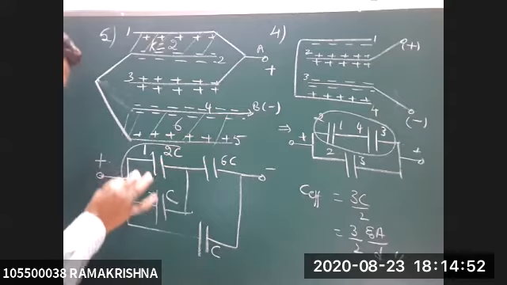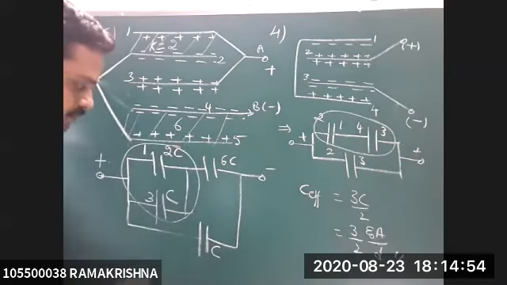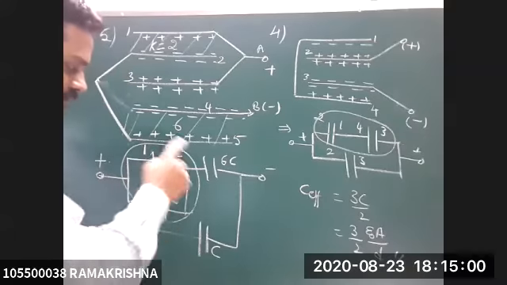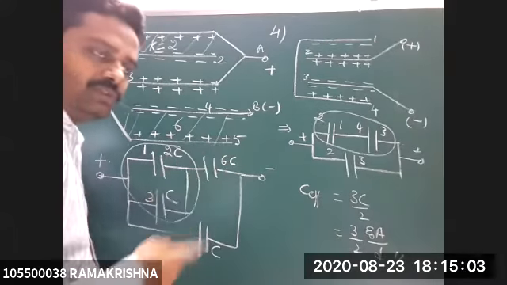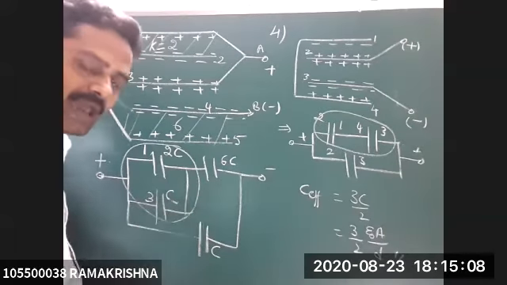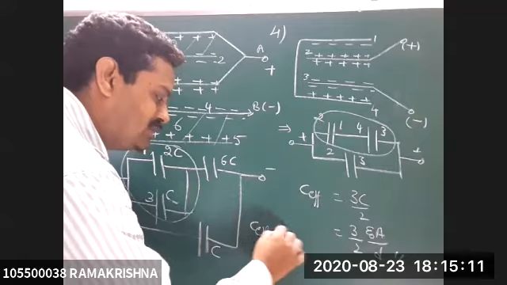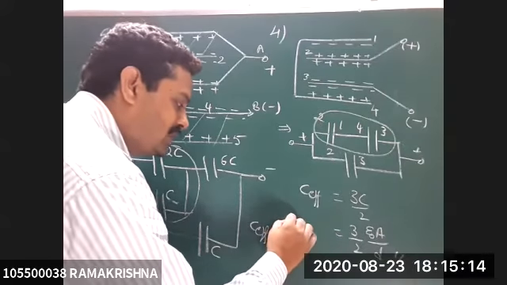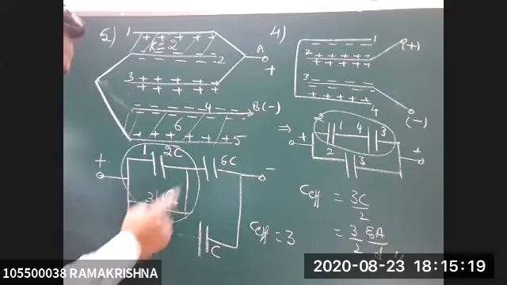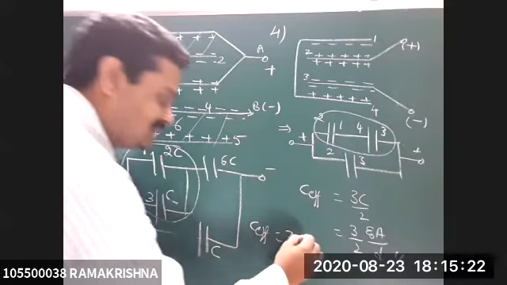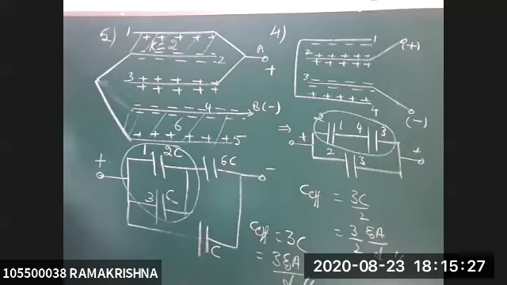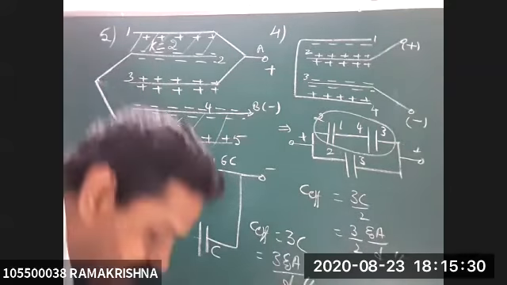Here 2C and C are in parallel, so the effective capacitance is 2C plus C, which is 3C. So 3C and 6C are in series, and the effective value of 3C and 6C is 2C. 2C and C are in parallel. So C effective is 3C, which is 3 times epsilon naught A divided by D. Right? Next, the sixth one.